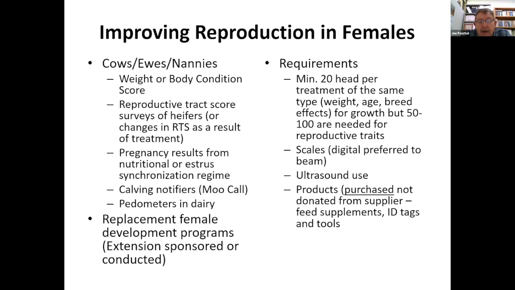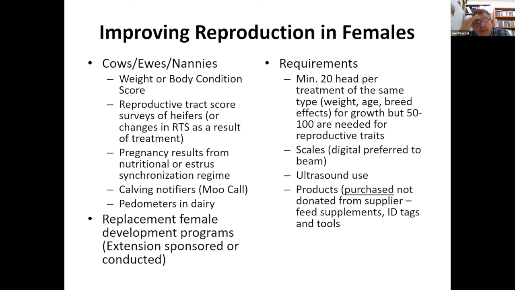We've got some technology out there. Calving notifiers, there are two or three different ones. Moo Call just happens to be one of them. That's placed on the animal near the perianal region, and will text you a message when your cow goes into labor. And then, of course, in dairy cattle, they're using pedometers on dairy cows because as a cow gets close to estrus, she walks a lot.